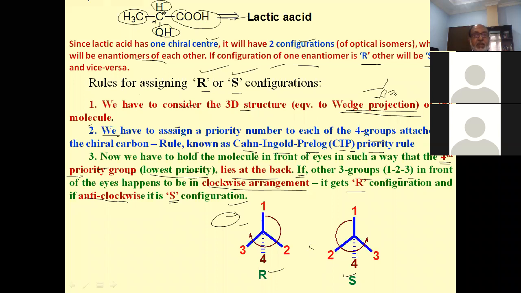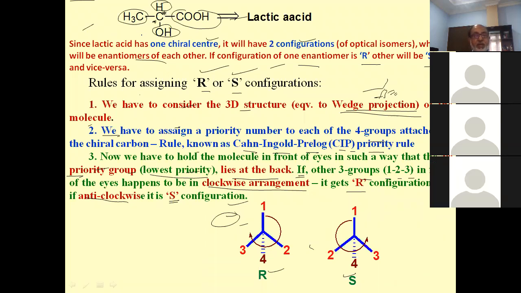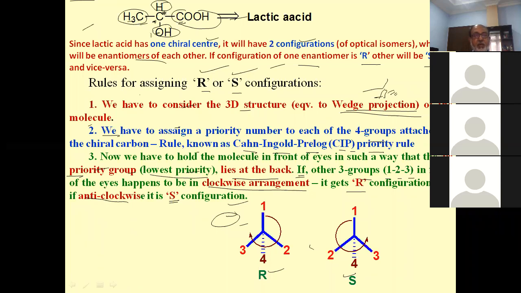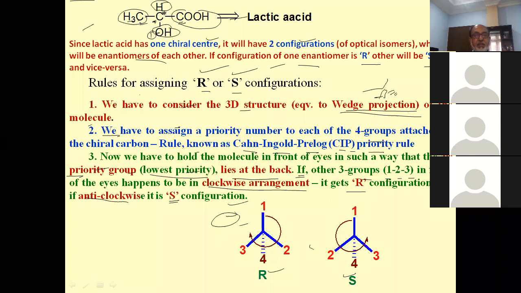Now you tell me, in the lactic acid here, which is your priority group number 1? COOH. OH, sir. OH. So you should not hurry. First you have to consider the atomic number of the element attached to the chiral center. Here it is oxygen, the higher atomic number will get higher priority. So oxygen is higher atomic number than carbon. Here there are 2 carbons. So both are carbon. So here OH gets 1. Then which out of this CH3 and COOH, which one gets the next priority?